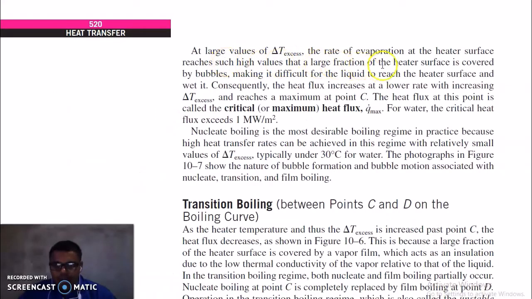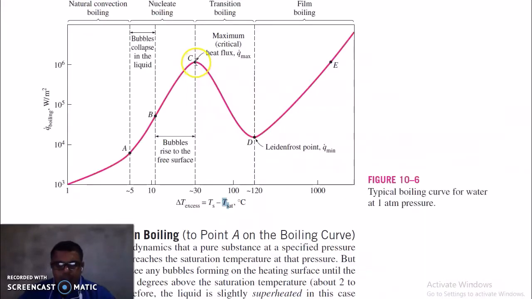In this stage, the rate of evaporation at the heater surface is so high that a large fraction of the heater surface is covered by bubbles, making it difficult for the liquid to reach the heater surface and wet it. Consequently, the heat flux increases at a lower rate with increasing delta T excess, because of less heat transfer in a gaseous medium as compared to a liquid medium. For water, the critical heat flux exceeds 1 megawatt per meter square. So this is the maximum critical heat flux, which is 10 raised to power 6 watt per meter square.